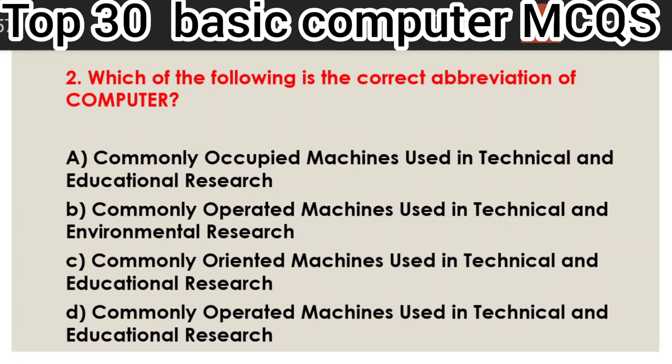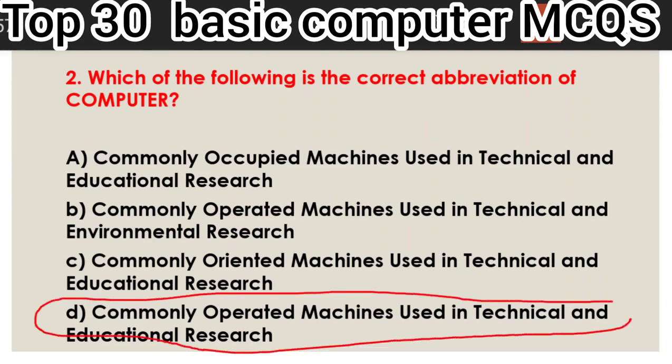Which of the following is the correct abbreviation of computer? A. Commonly occupied machines used in technical and educational research. B. Commonly operated machines used in technical and environmental research. C. Commonly oriented machines used in technical and educational research. D. Commonly operated machines used in technical and educational research. Correct option is D. Commonly operated machines used in technical and educational research.